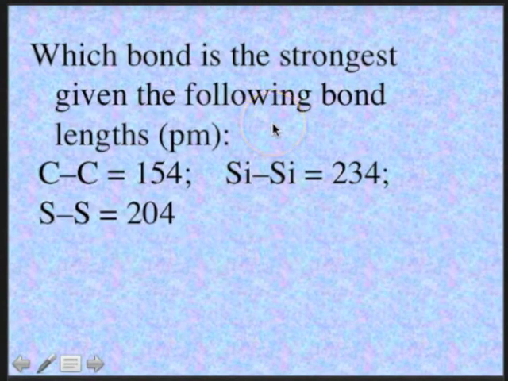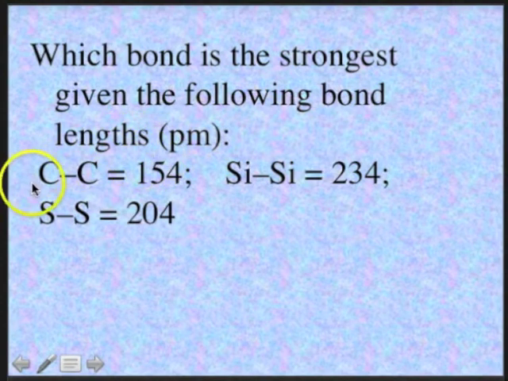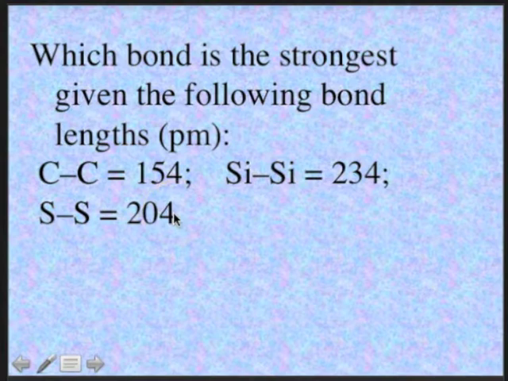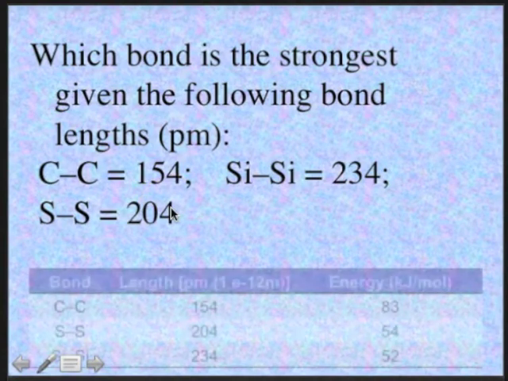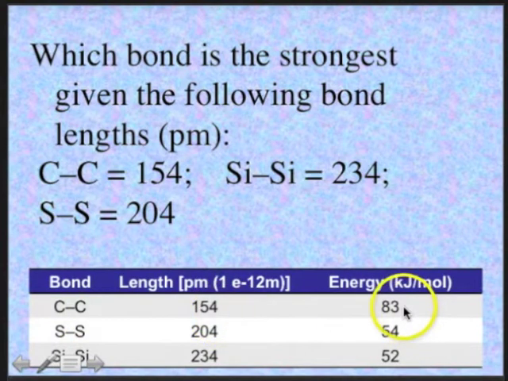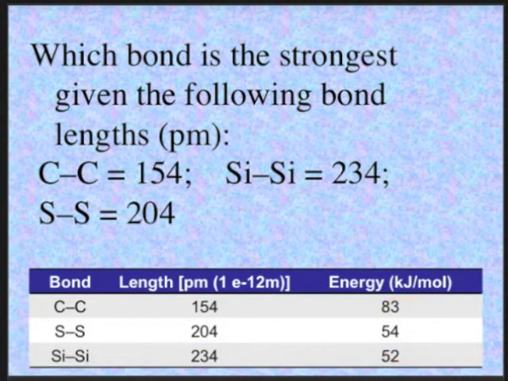So here are some bond lengths. Carbon-to-carbon bond is 154 picometers. Silicon to silicon bond is 234. Sulfur to sulfur is 204. Which is the strongest and which is the weakest of these bonds? Well, here it is. Carbon-to-carbon bond is 154. Its energy is 83 kilojoules per mole. Sulfur to sulfur is 204 picometers. That's only 54 kilojoules per mole. And a silicon to silicon bond is 234 picometers, and its energy is 52 kilojoules per mole.